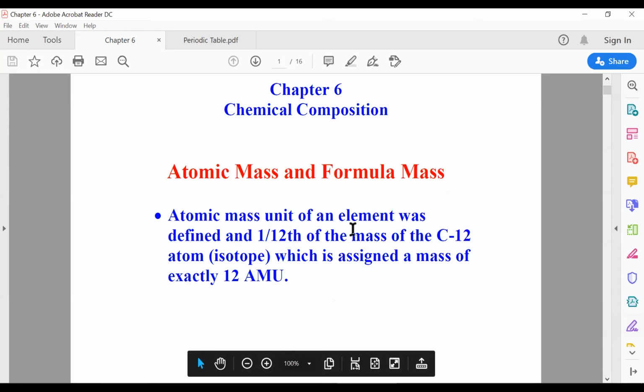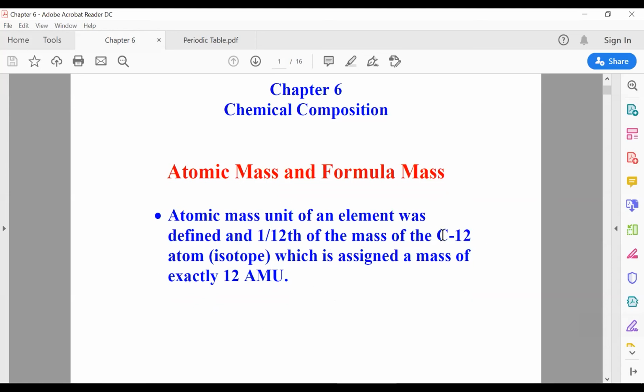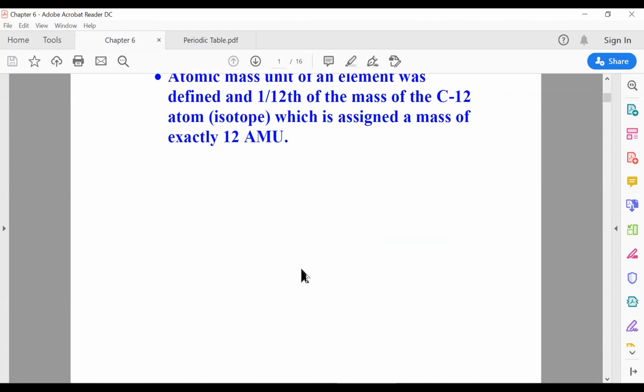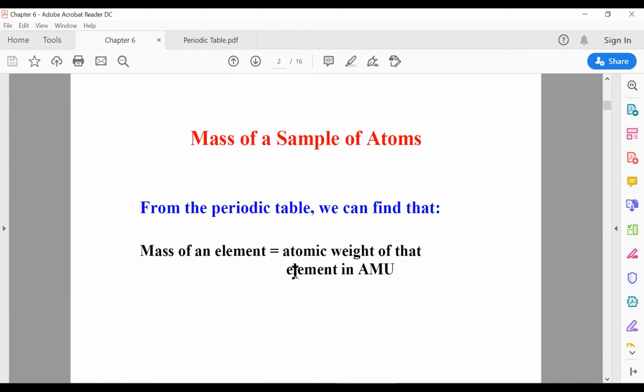The atomic mass unit of an element was defined as 1/12 the mass of the carbon-12 isotope, which means it's got 12 AMU, atomic mass units, an atomic weight of 12. Now, it turns out there are different isotopes of carbon, and therefore you do a percent mass or weight average, and carbon does not have exactly a 12 atomic weight. It's a little higher. The mass of an element, which I also call the weight, is its atomic weight on the periodic table.